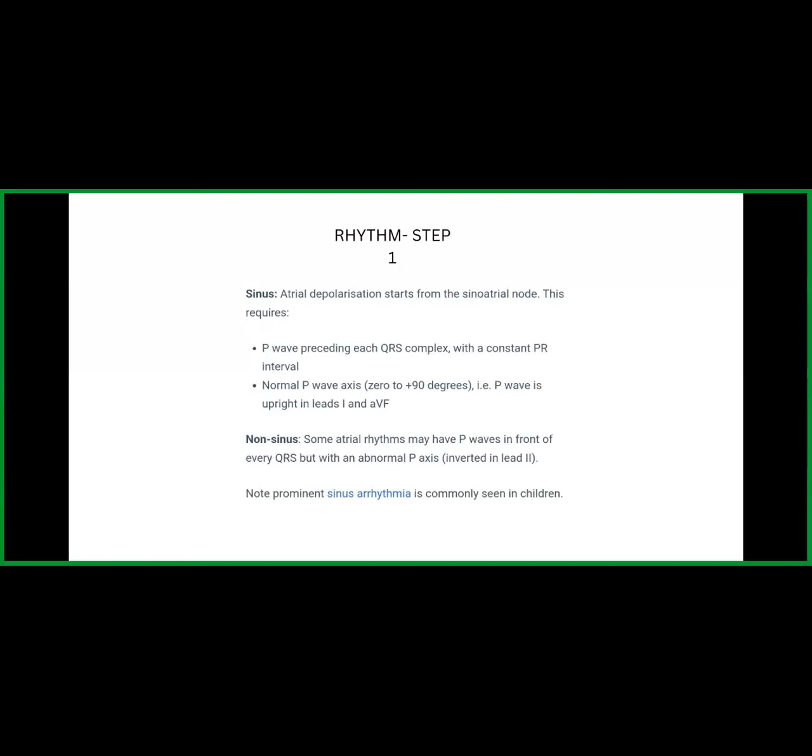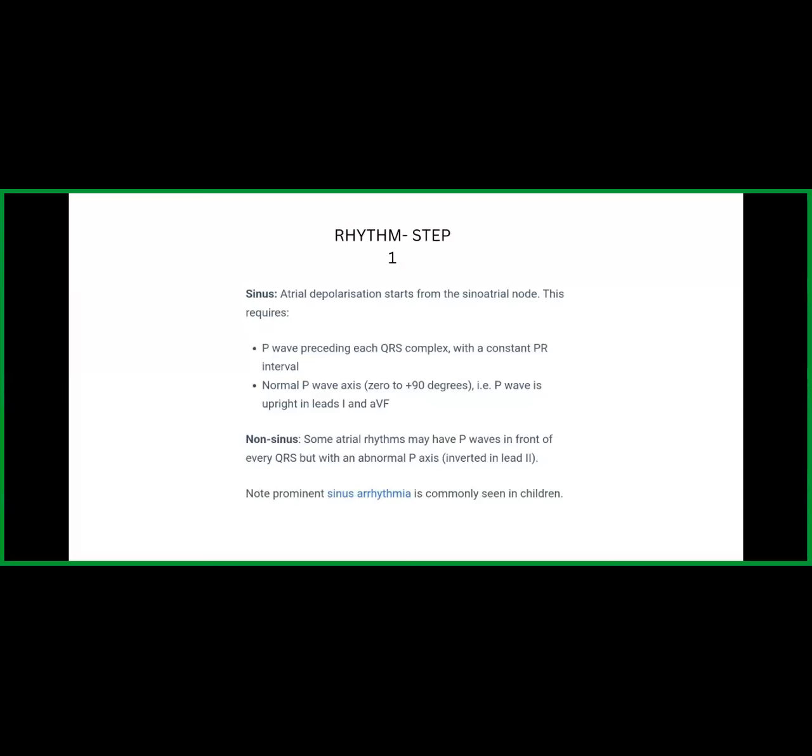I'm not going to go into detail in this talk on how to check axis. Those who are participants of the group know that in part 2 this is already covered and the video has been shared with them. In a non-sinus waveform, some atrial rhythms may have P waves in front of every QRS, but with an abnormal P axis, that is inverted in lead 2.